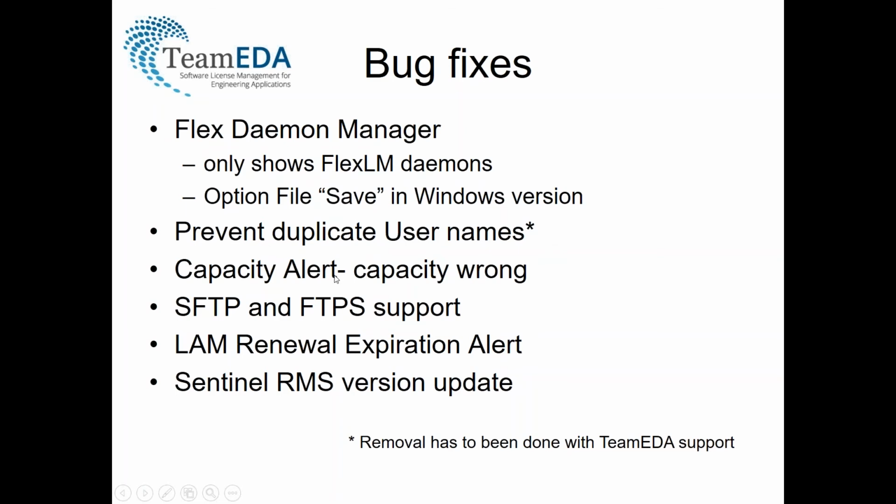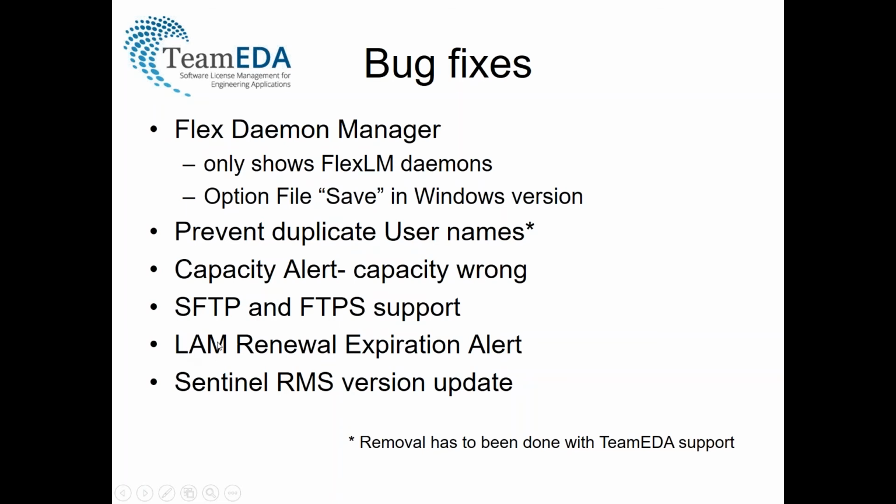In the capacity alert, the capacity number was wrong. I guess we fixed that. We now have secured FTP and FTPS. That's more for downloads, your updates and stuff. That's in there now. The LAM renewal expiration alert has been fixed. I guess there was a bug or something on the LAM side.